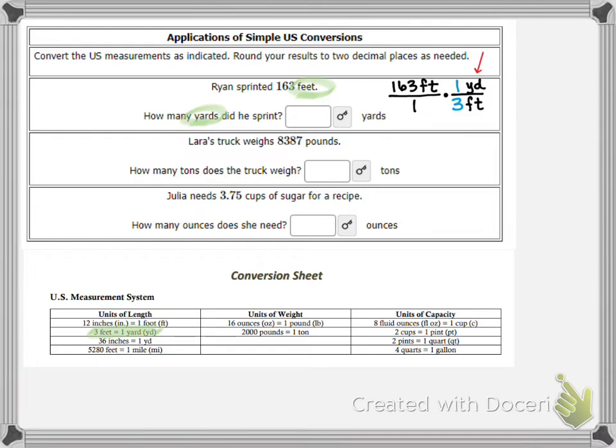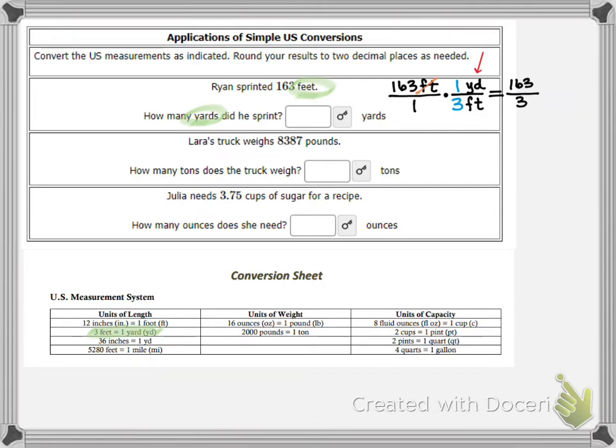So I'm still multiplying the numerator and denominator by the same value, so I'm still being fair, but 1 is being measured in yards and 1 is being measured in feet, but that value is still the same. So now I'm just going to multiply straight across, because that's how you multiply fractions. So 163 times 1 in the numerator gives me 163, and 1 times 3 in the denominator gives me 3.